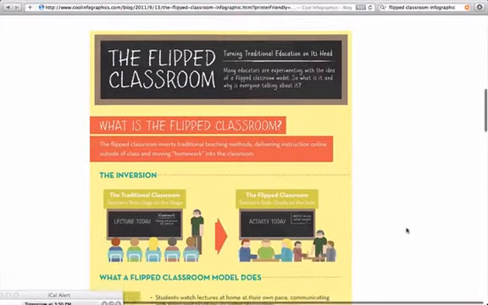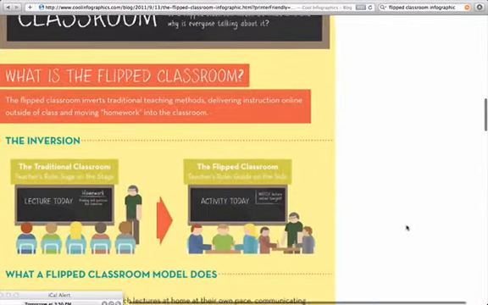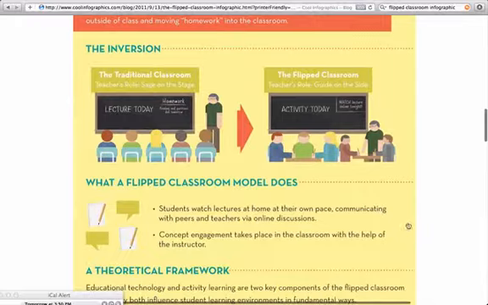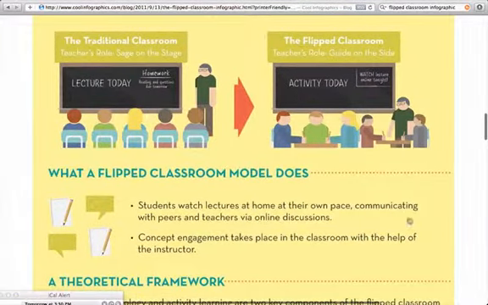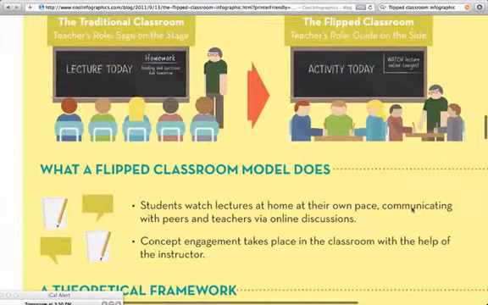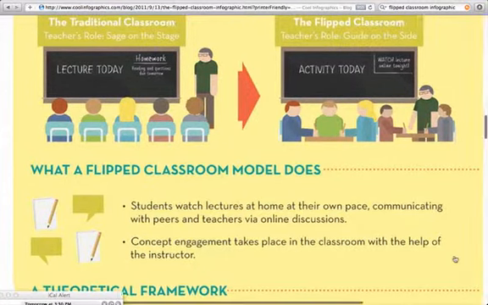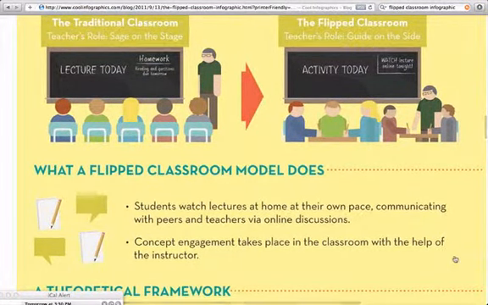So a little bit closer here. I'm trying to just straighten this out and make it a little bit bigger. There we go. So students will ultimately watch lectures at home at their own pace, and then communicate with peers and teachers via online discussion. I have not engaged in that piece of it yet. We're trying to not bite off more than we can chew before we dive into this whole flipped classroom thing.